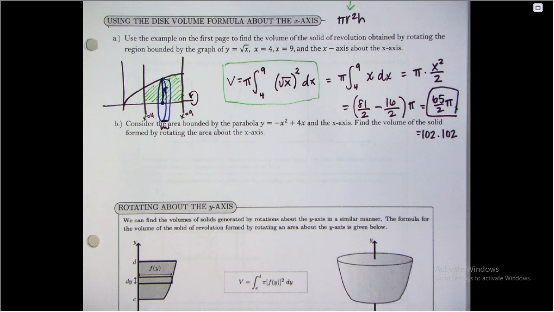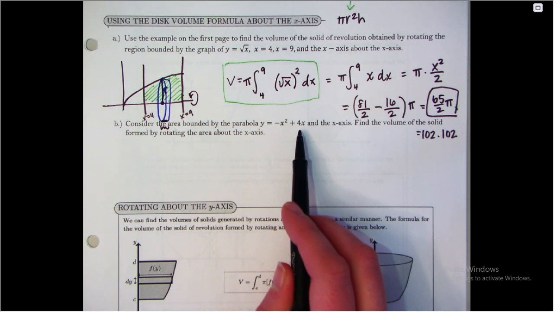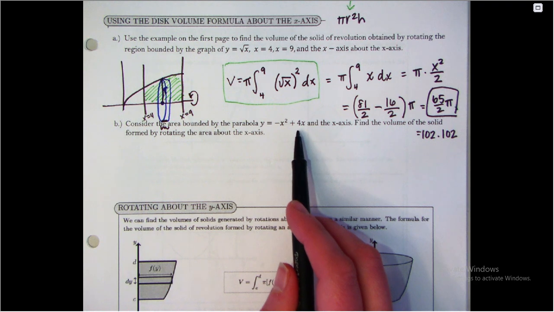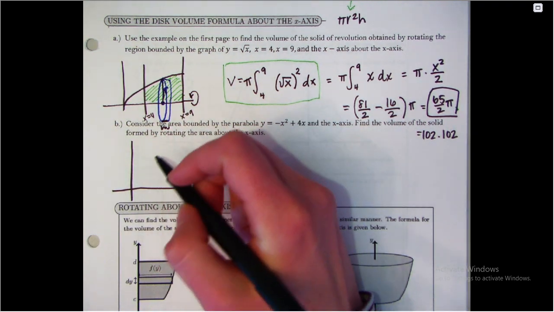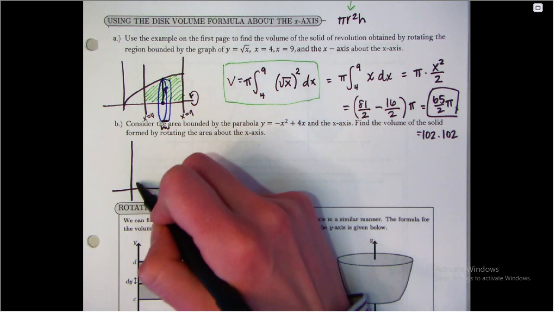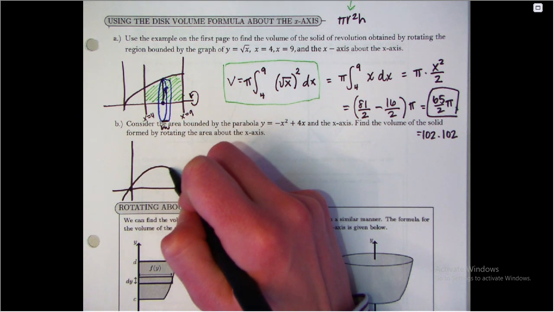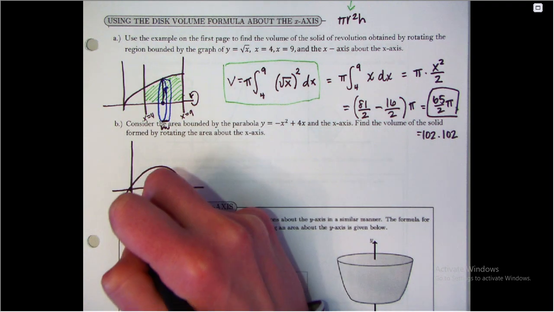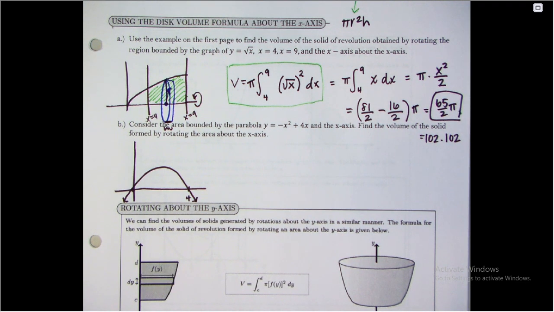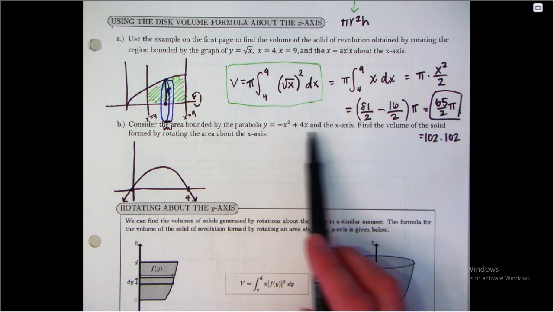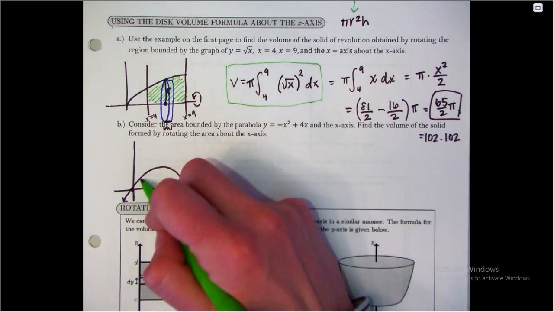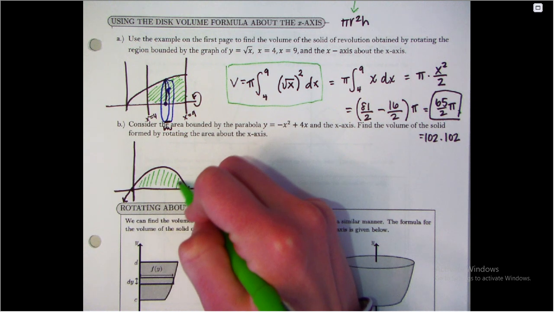So compare your answer, right? We have this parabola right here, y equals negative x squared plus 4x. I drew a quick sketch. Maybe you did yours by hand, maybe used a calculator. It has zeros at 0 and 4, so it looks something like this. And let's see, we want the area bounded by this parabola and the x-axis. So that would give me this region right here.